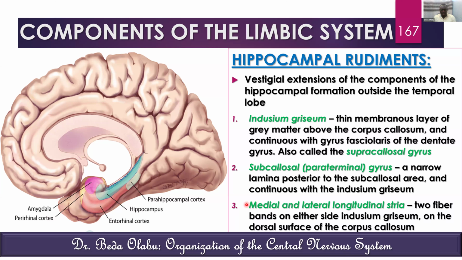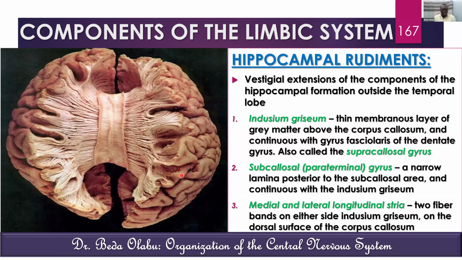Okay, the third component is what we call the medial and the lateral longitudinal stria. So we have what we call longitudinal stria, which are just fiber bands running on either side of the indusium griseum on the dorsal surface of the corpus callosum. So these are the fiber bands. So you can see they run longitudinally.